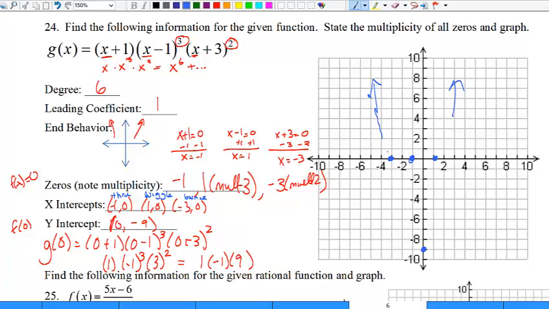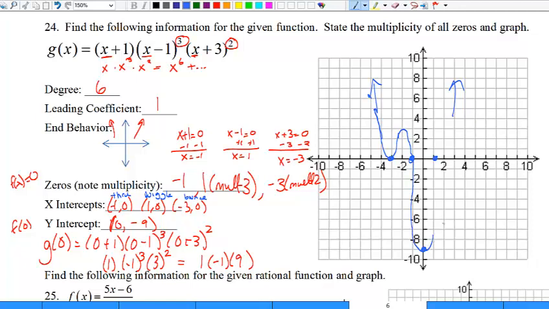So the first thing I'm going to come to is the negative 3. So I'm going to go look at my instructions. My instructions say, because it's multiplicity 2, I need to bounce. So that needs to touch and turn around. The next thing I need to touch is negative 1, and that says straight through, because it's multiplicity 1. So I'm going to go straight through.